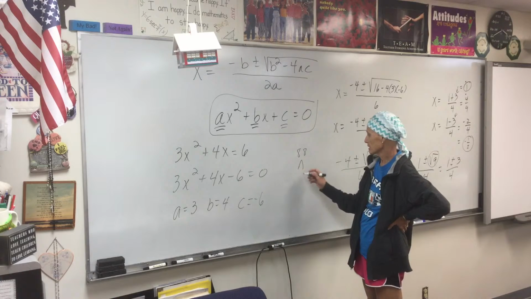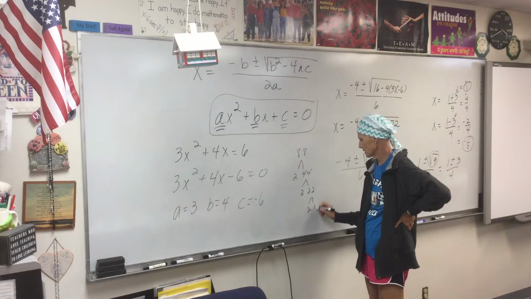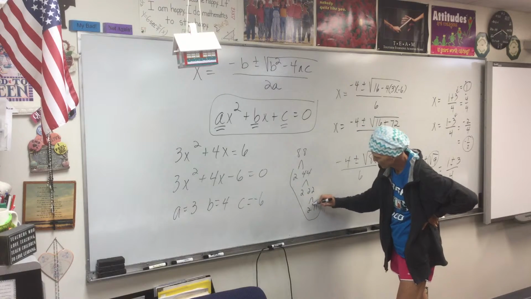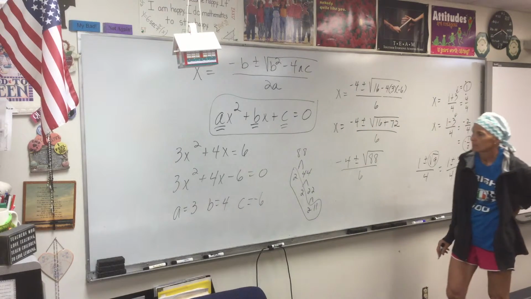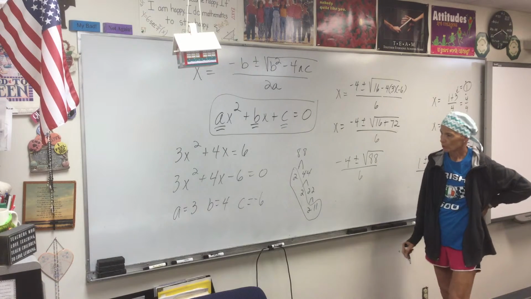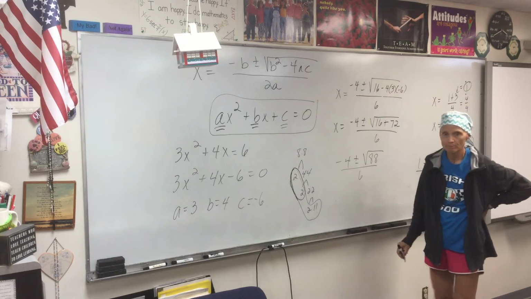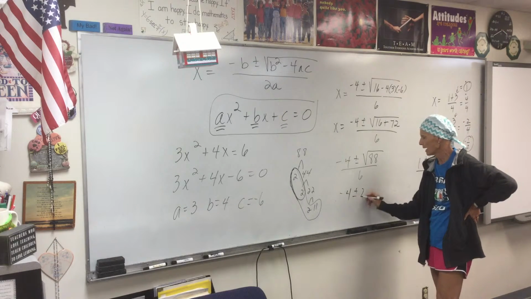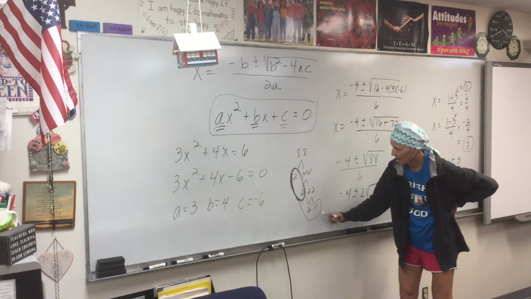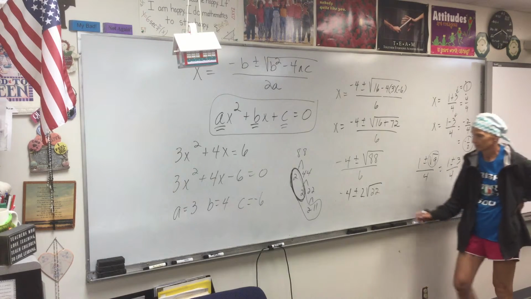88 is 2 times 44, which is 2 times 22, which is 2 times 11. So 88 breaks down into 2 times 2 times 2 times 11. When you reduce that radical, it's a square root, so you look for groups of 2. There's one group of 2, so I'm going to pull a 2 out. And if I pull a 2 out, I am left with a 2 times 11 under the radical.